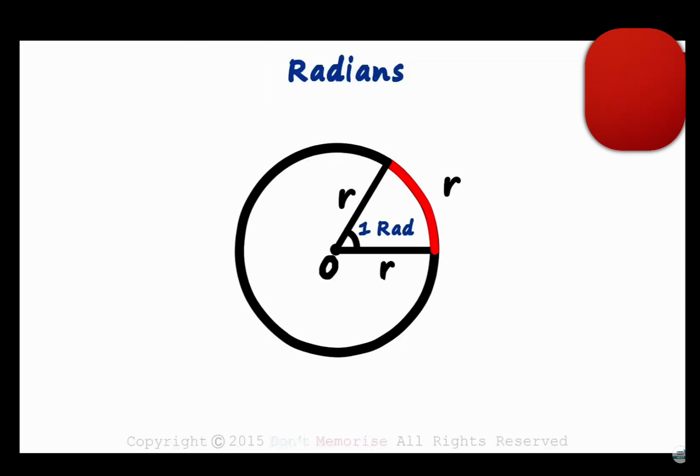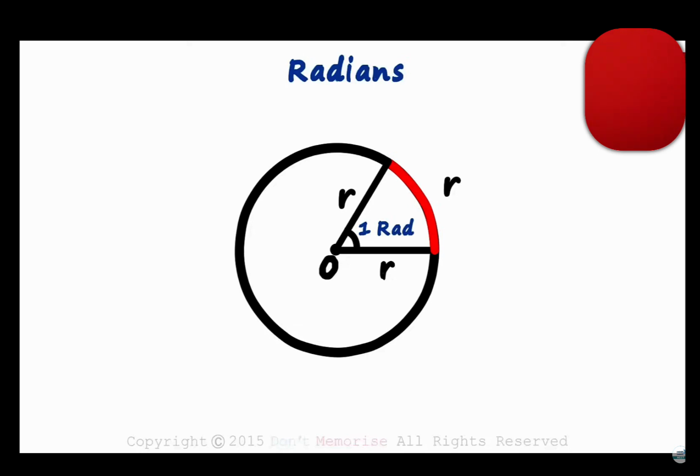Actually, there's radius everywhere around this angle. R, R, and R. And that's probably why they call it radians. According to various scientists and mathematicians, this is a more logical way to measure angles. It's because we are measuring the angle in relation to the radius of the circle.